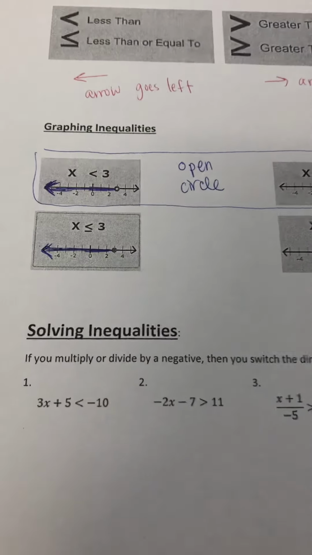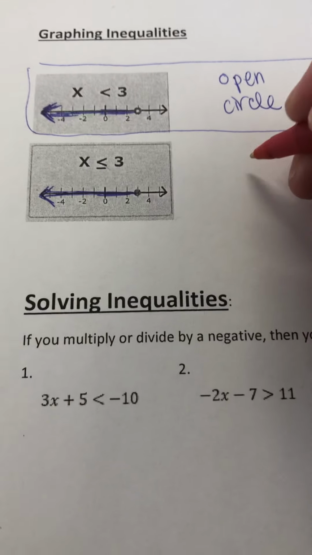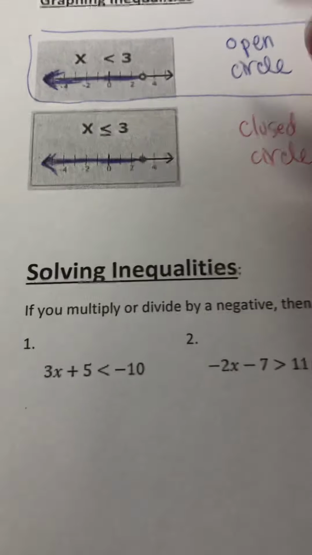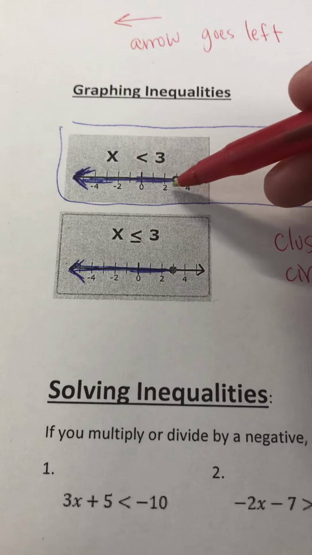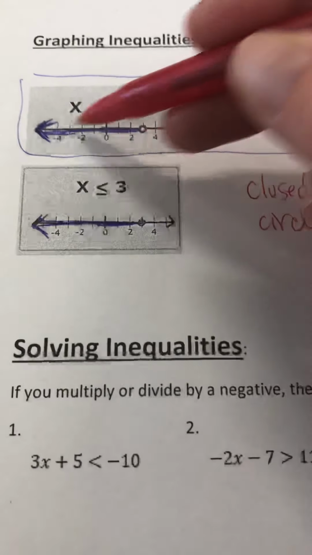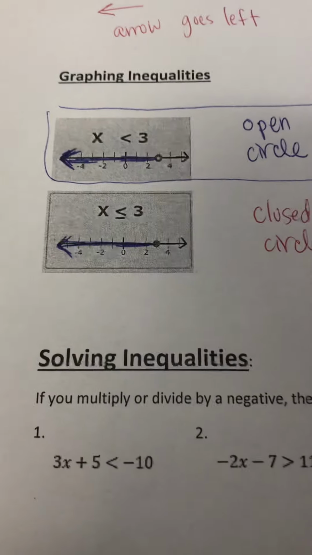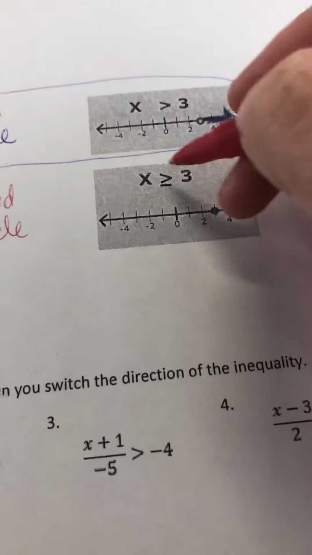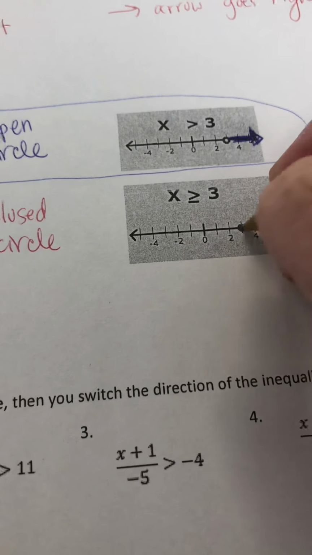For this one, when it's equal to, we're going to say that it is a closed circle, meaning it's also equal to 3. This one says everything less than 3, so not equal to 3, but less than. That's why it's an open circle. This one is equal to, so it is included. Some people use the word included. And this one, x is greater than 3, would go off to the right.